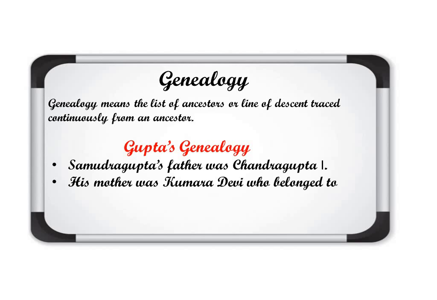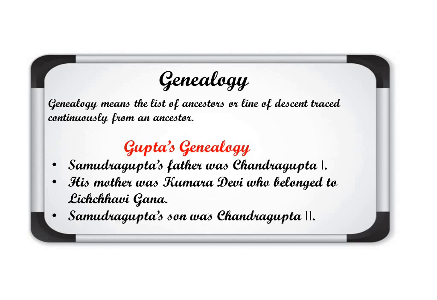She belonged to Lichavi Gana that we already discussed in one of the chapters, and Samudra Gupta's son was Chandra Gupta II. He was also the famous ruler of Gupta dynasty, also famous as Vikramaditya. Clear? And Chandra Gupta I and Samudra Gupta, they both were using the title Maharaja Dhiraj.